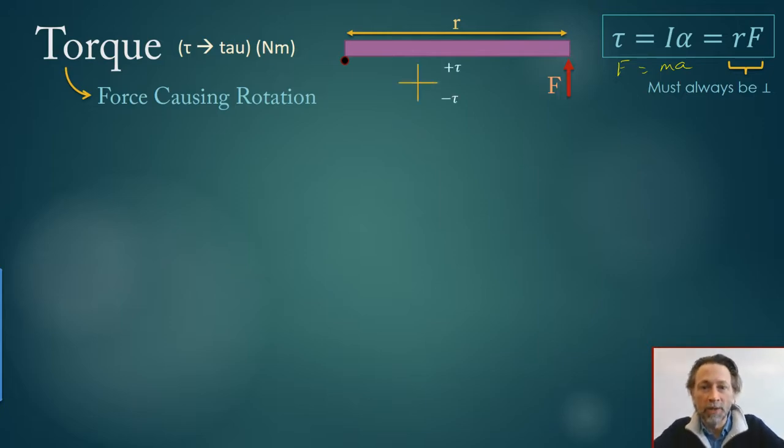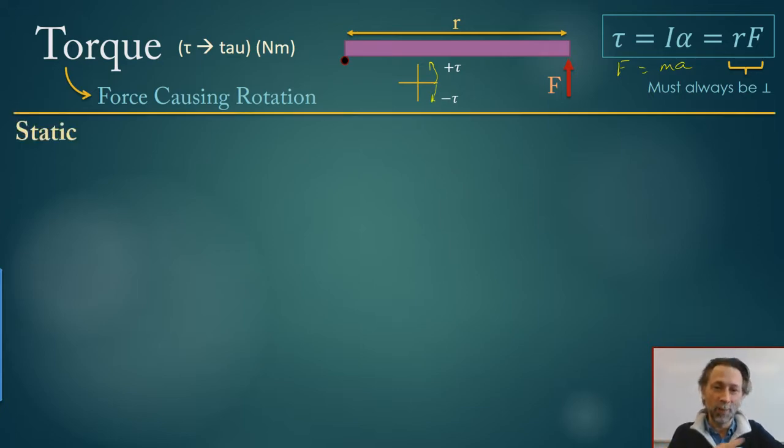One of the things we probably need to talk about is what direction is positive torque and what direction is negative torque. This is going to follow the unit circle. If we go counterclockwise, it's going to be a positive torque. If we go clockwise, it's going to be a negative torque.